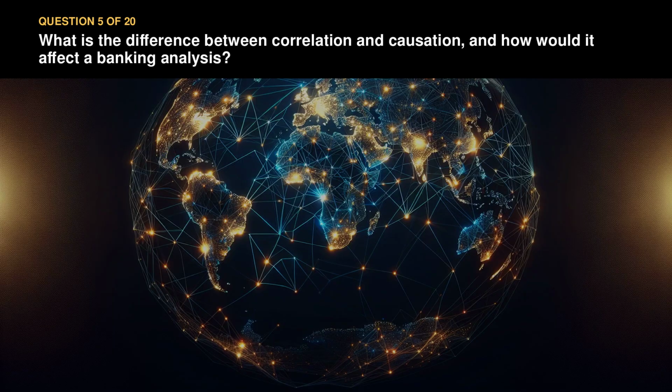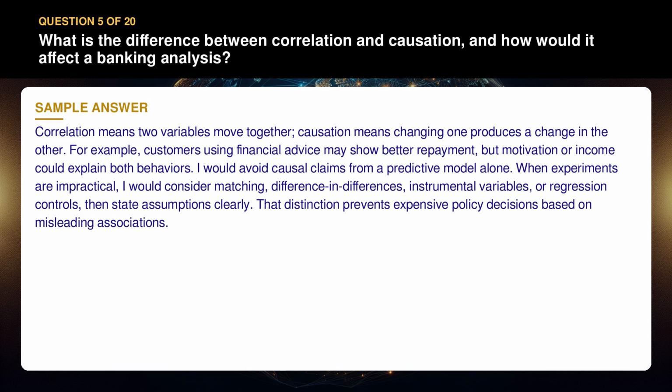Question 5. What is the difference between correlation and causation, and how would it affect a banking analysis? Correlation means two variables move together. Causation means changing one produces a change in the other. For example, customers using financial advice may show better repayment, but motivation or income could explain both behaviors.